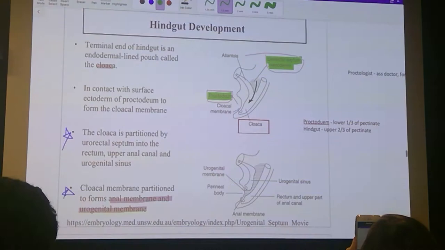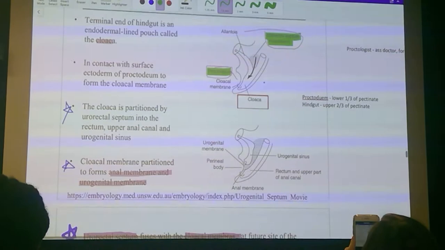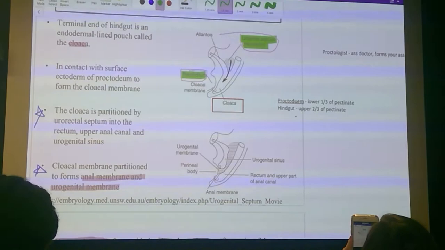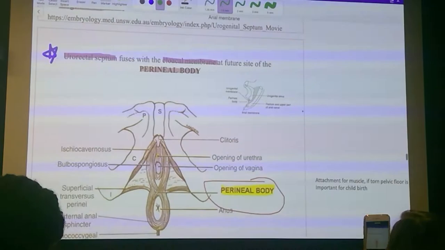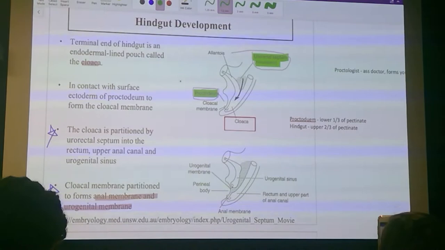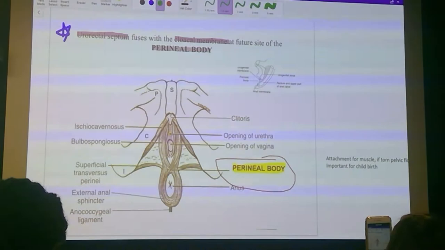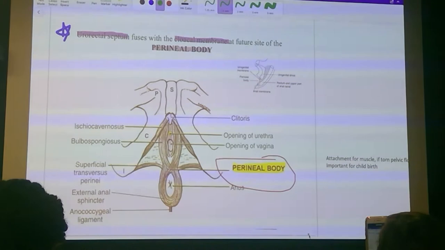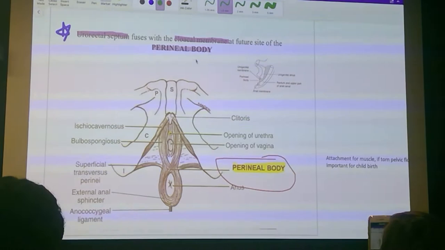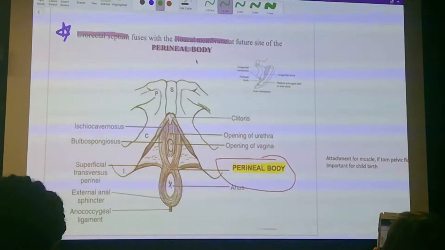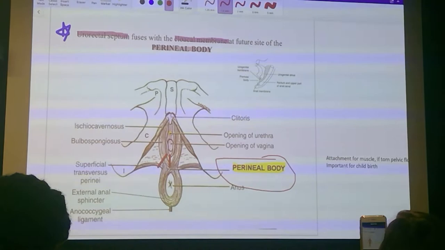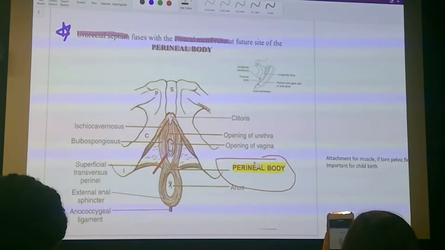Okay, so for the hindgut, proctodeum, lower third of the pectinate line, hindgut, upper two thirds of the pectinate line. So, perineal body, just know that this is the attachment point for all the pelvic floor muscles. This is why in the episiotomy, instead of going down, you go diagonally to avoid cutting the perineal body. And if you cut the perineal body, they'll have trouble controlling their bowel movements.